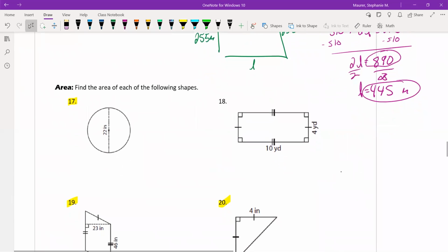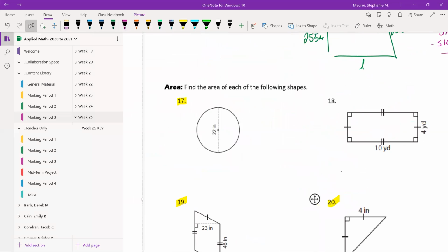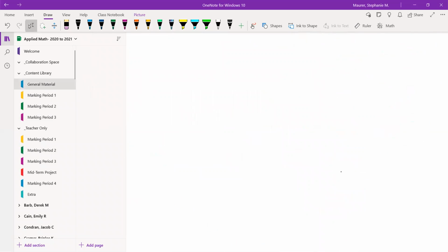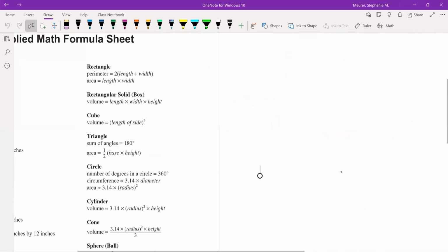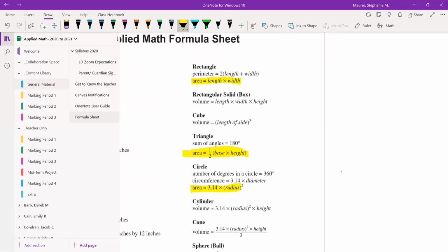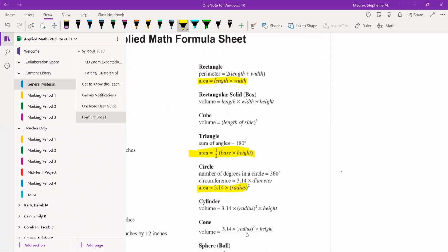Moving on to the next unit, we're talking about area in this problem. I want to remind you guys that we do, for the most part, have formulas for all of our areas. So if you come over to our formula sheet, you'll notice that we have the area of a rectangle, we have area of a triangle, we have area of a circle, and that's pretty much all of our shapes. Again, squares are just rectangles.